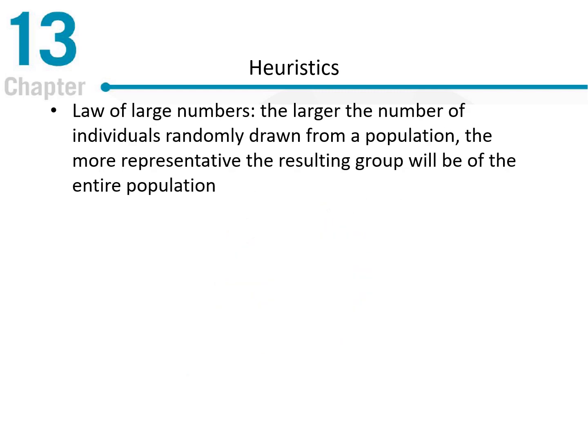Now we look at the law of large numbers. This states that the larger the number of individuals randomly drawn from a population, the more representative the resulting group will be of the entire population, and that makes sense. The more individuals from a population you sample, the more representative your sample will be of the full population.